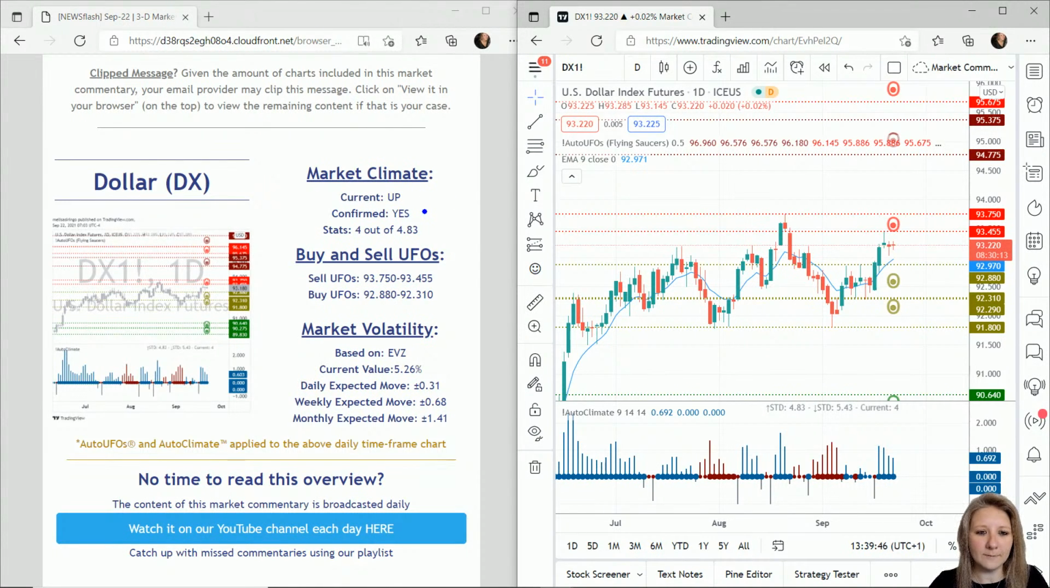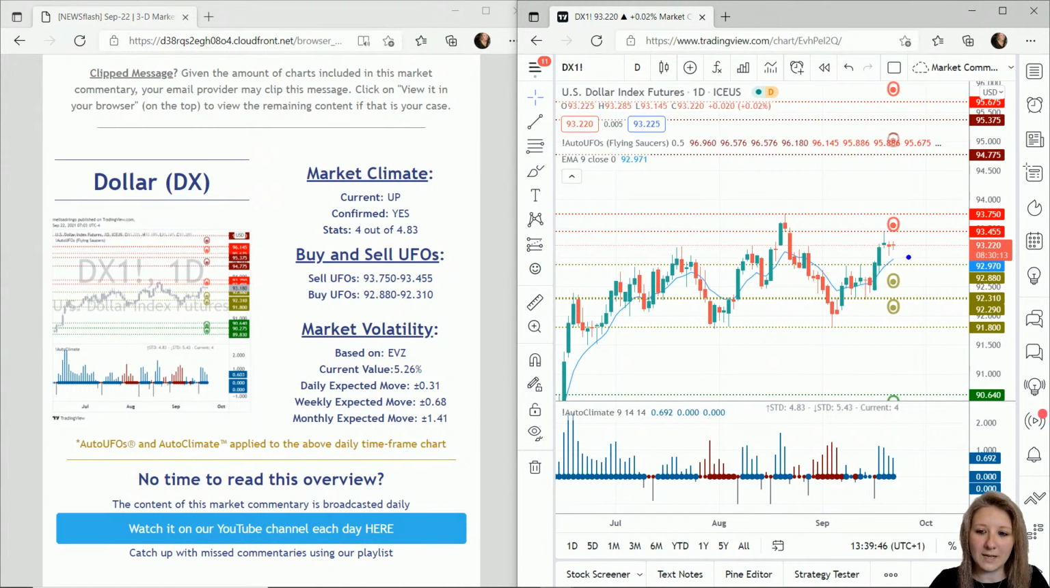So the US dollar, confirmed upwards climate, thick blue dot here. The US dollar usually goes up for 5 candles, and we're on candle number 4. So again, coming to the end of what might be a usual move to the upside. We have buy orders beneath us at 92.88 to 92.31. Sell orders just above us at 93.75 to 93.455.